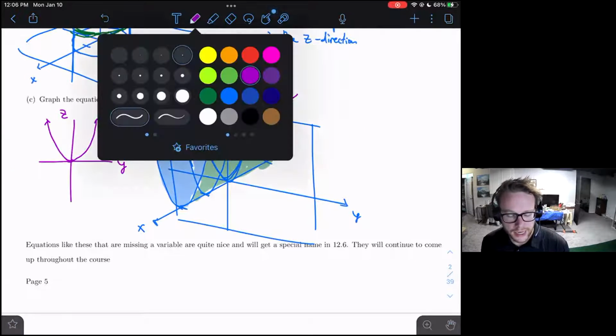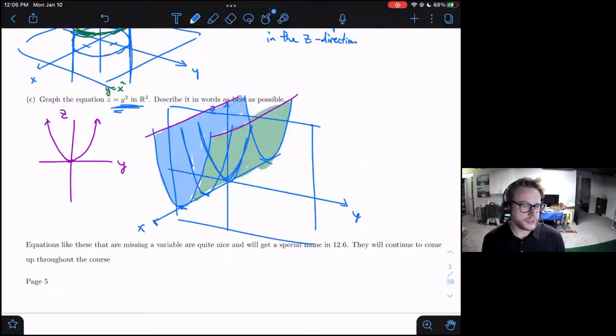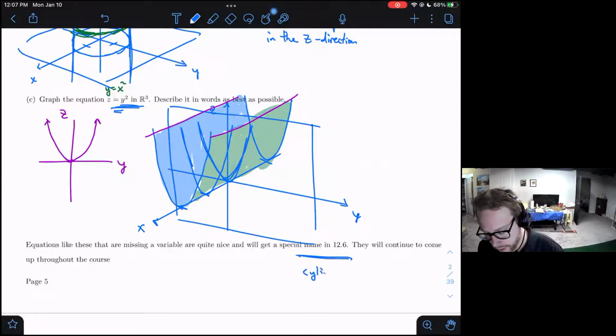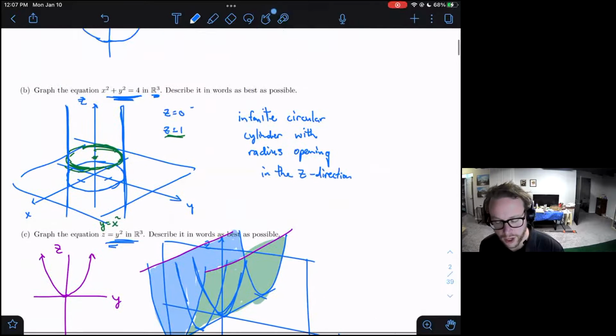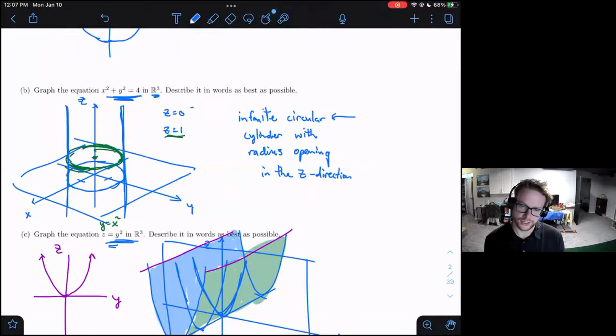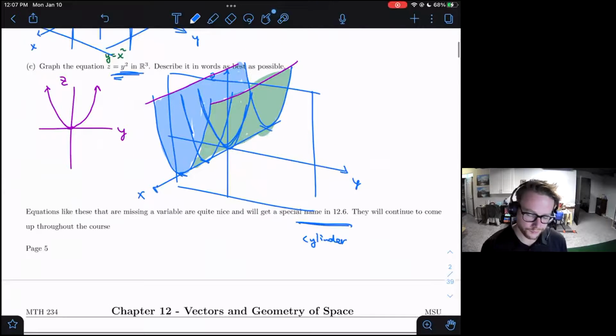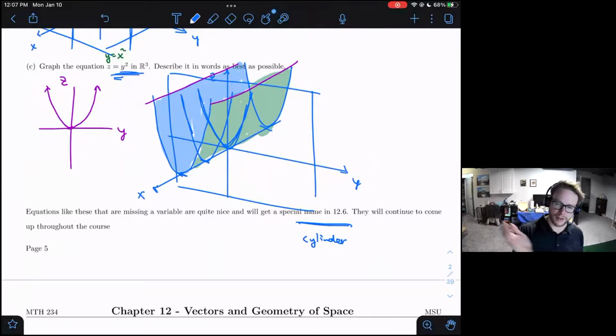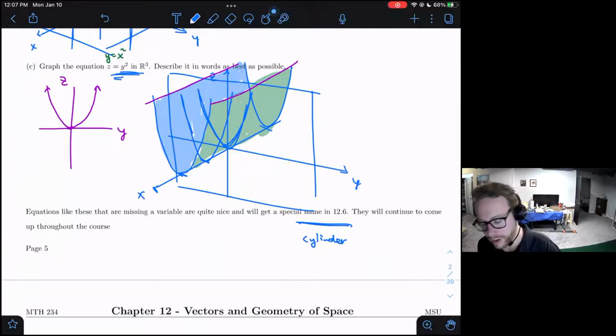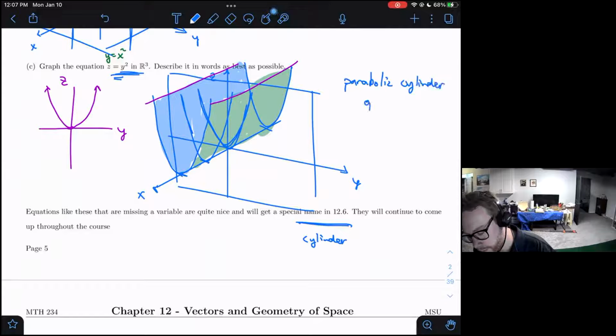So yeah, the statement though of, what is this, right? In Calc 3 speak, you would still call this a cylinder, and we'll give you a formal definition of a cylinder in 12.6. So that's why I was careful to call the previous one a circular cylinder, not just a general cylinder. So with math speak, this would be a parabolic cylinder opening in the x direction. So that's what I'll write down here. Parabolic cylinder. Opening in x direction.